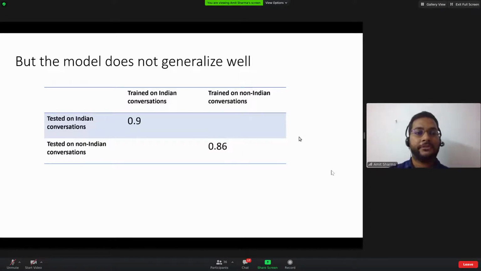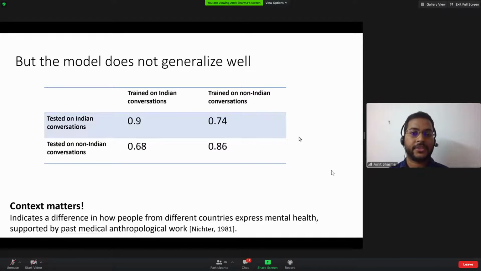So here's what we find. If you're training and testing on the same population, we get similar high accuracies. But as soon as you generalize your model to a different country, our accuracy decreases. And in one case, it's about 0.68, which is really low compared to 88 earlier. And so this tells us two things. One is that context matters. It means that people in India may be expressing their feelings differently than people outside, and it's probably not going to be the case that the same model is going to work for everyone.